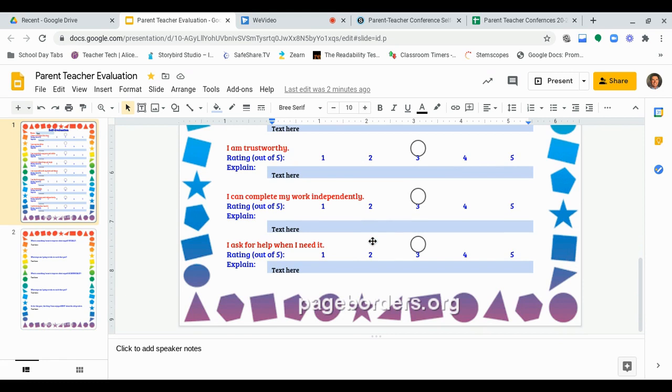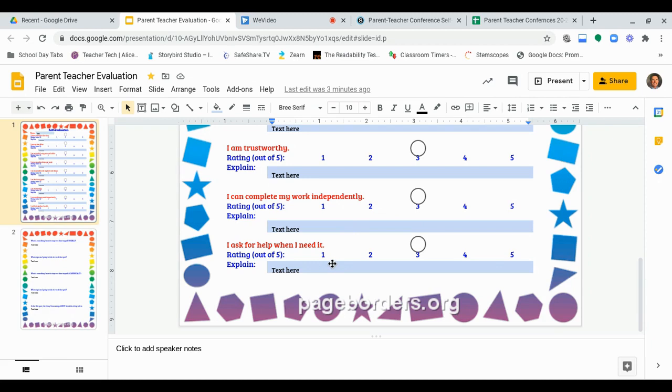I can complete my work independently. So does that mean I can generally complete most of my work by myself? I don't need that much help. I can figure it out. Okay, that's independently. And it's okay if you feel like, oh man, I have to ask for help a lot, or I'm a little too dependent on other people. Well, then be honest about that, right? And then explain why you gave yourself that rating.